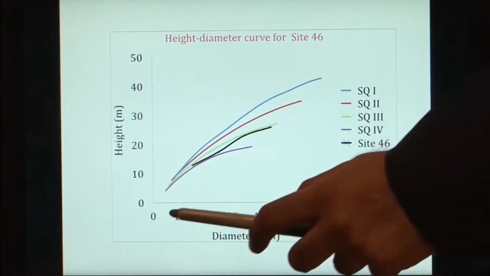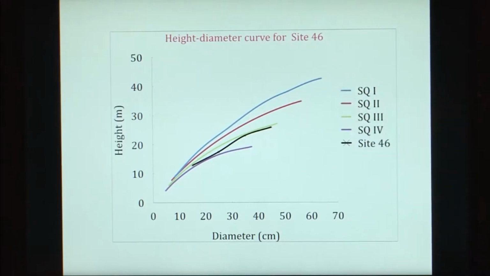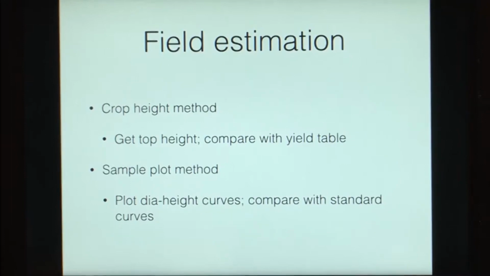In all these diameter classes, your trees will grow to a certain height and then this curve will start to flatten out. So, how do we do a field estimation of the site quality? We have two ways of doing it. One is called the crop height method and the second is called the sample plot method. In the crop height method, we get the top height and compare it with the yield table. When we say top height, we mean the height of the top few percentage of trees in a forest, and then we can use our yield tables to get the site quality.